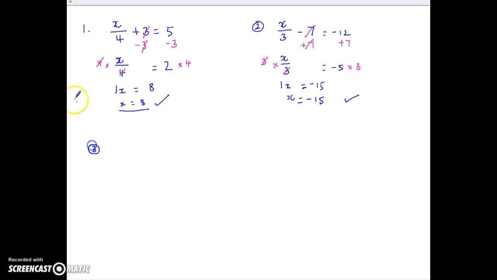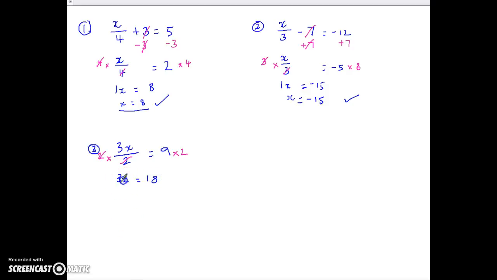Let's have a look at one that's slightly different. I've got 3x, so the x is multiplied by 3, then we divide it by 2, and we get 9. The last thing that happened was divided by 2, so that's the first thing I'm going to get rid of. To get rid of a divide, I times. So I'm going to multiply both sides by 2, then they cancel. So I have 3x equals 2 times 9, which is 18.